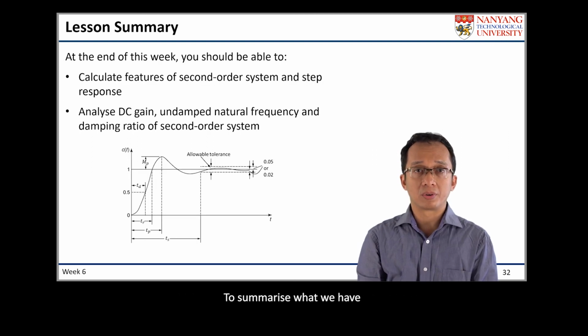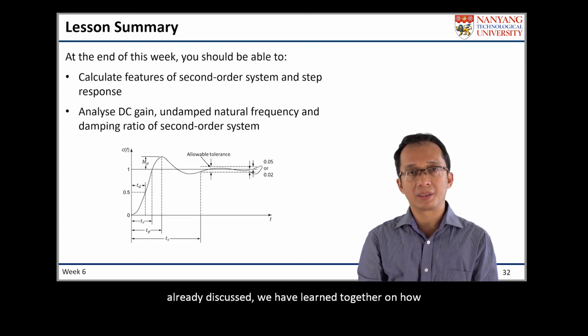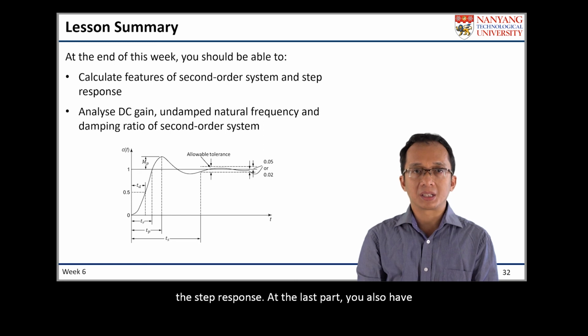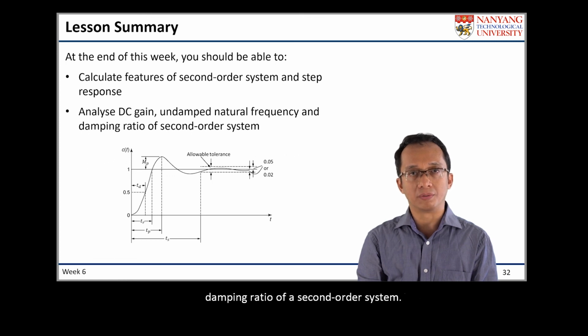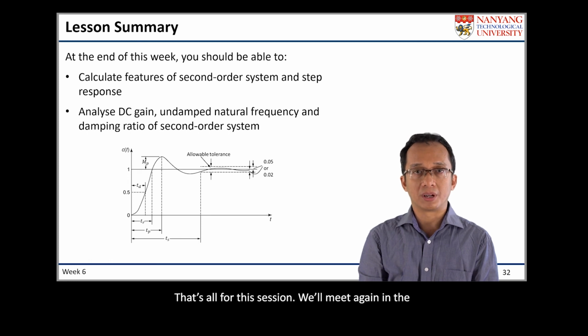To summarize what we have discussed, we have learned together how to calculate features of a second order system and the step response. In the last part, we also analyzed DC gain, undamped natural frequency, and damping ratio of a second order system. Okay, that's all for this session.